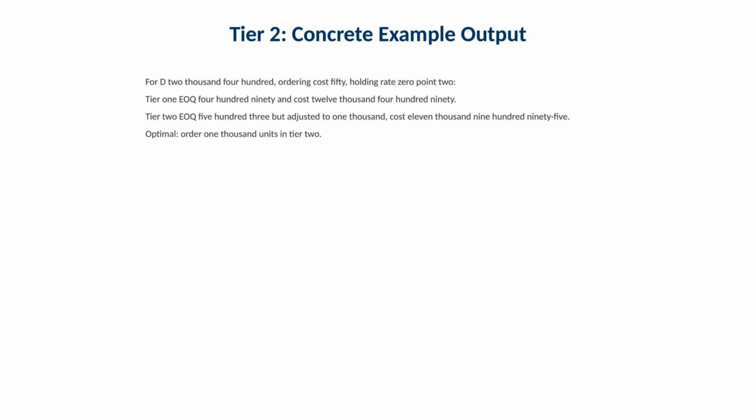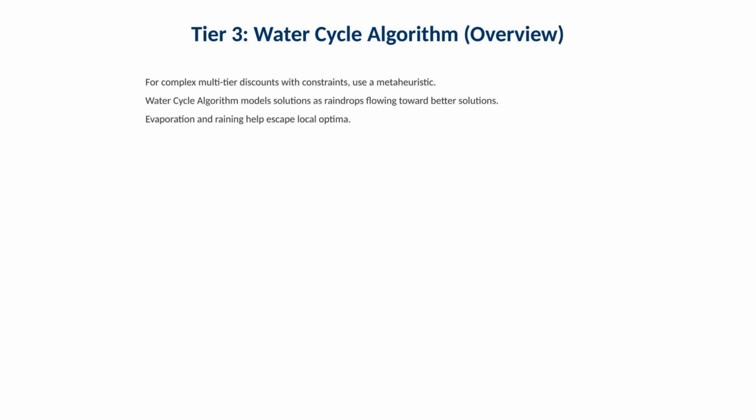Tier 1 orders about 490 units, while Tier 2 must order 1,000 to qualify. The Tier 2 option has a lower total annual cost, so the selected policy is to order 1,000 units in the discounted tier. Tier 3 addresses complex discount structures and constraints.